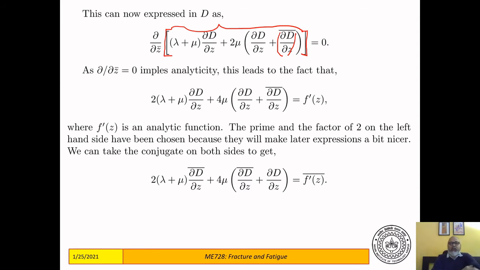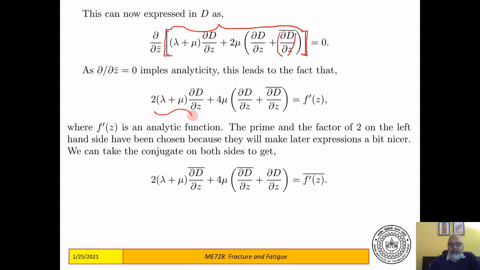So what we do is we multiply both sides by 2. Why do we multiply both sides by 2? There's no very deep reason for that. It just makes the final equations a little bit nicer. That's why, in foresight, we multiply it by 2.